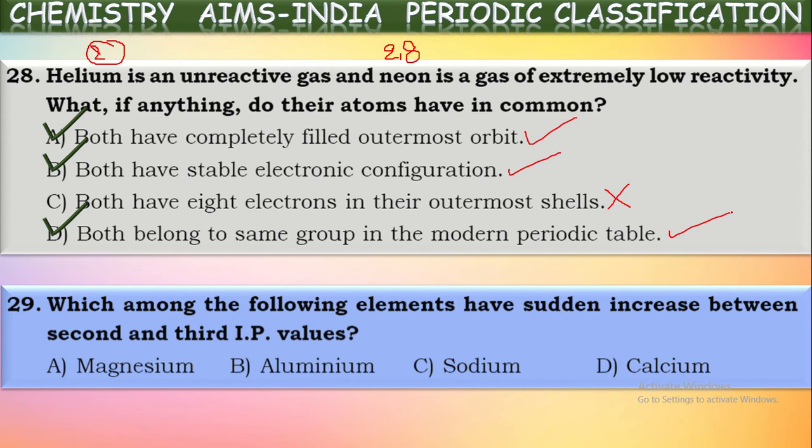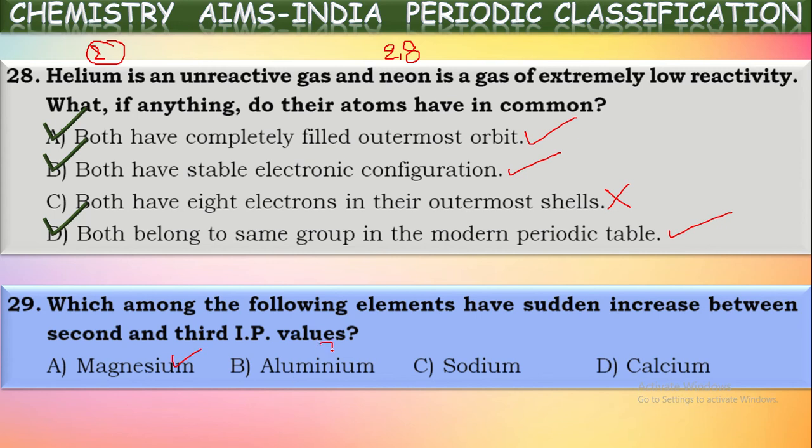See magnesium, the atomic number of magnesium is 12. Its configuration 2, 8, 2 means it has 2 electrons in its outermost shell. So when these 2 electrons are removed, the removal of the third electron requires a large amount of energy. In that way, there will be a sudden increase between second and third IP values. So this will be correct.